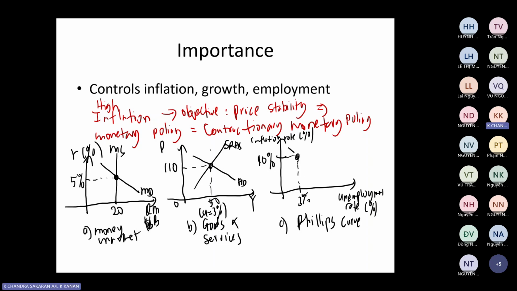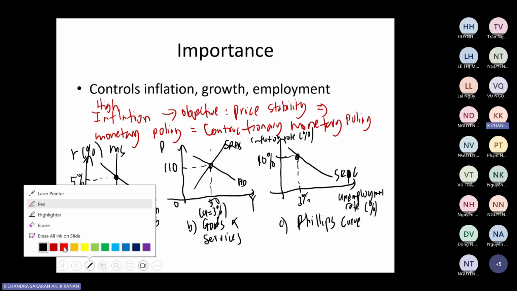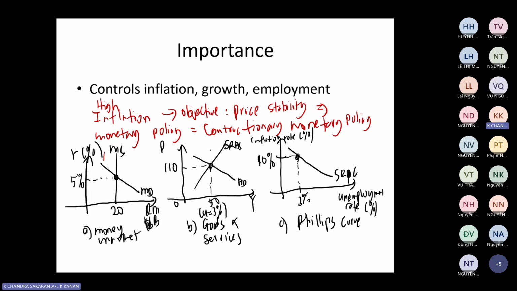You draw short run Phillips curve. Okay, because of very high inflation, the government, central bank wants to bring the inflation down, control it, bring it down. So to bring down the inflation, the policy will be contractionary, reduce the money supply. So what happened? Money supply reduced.